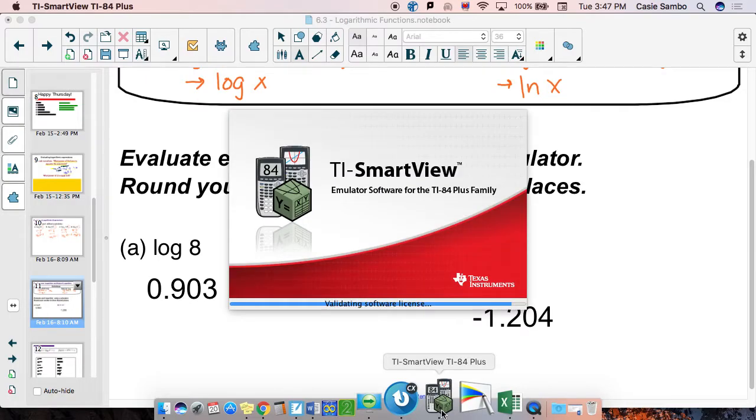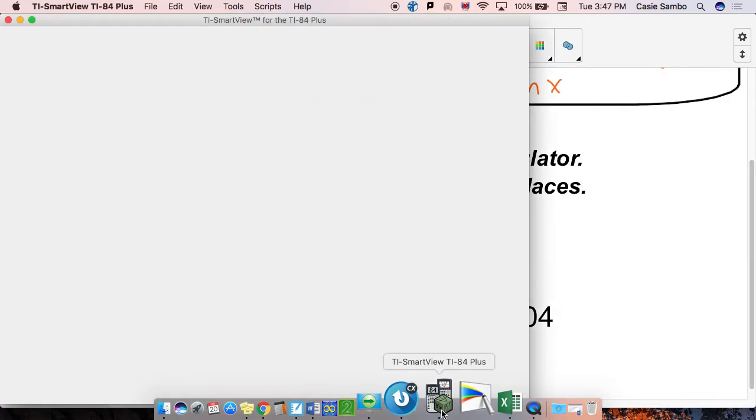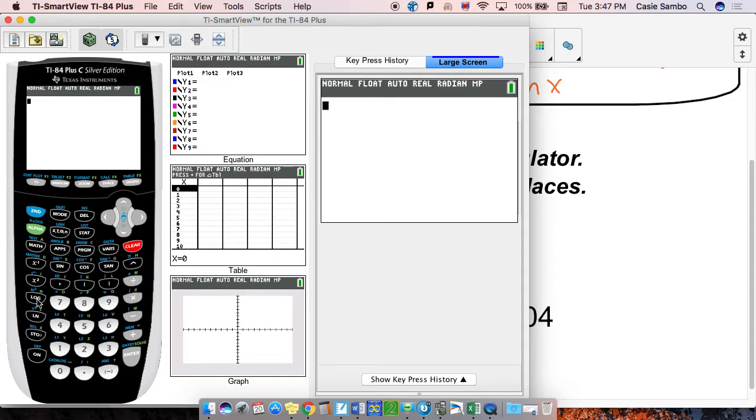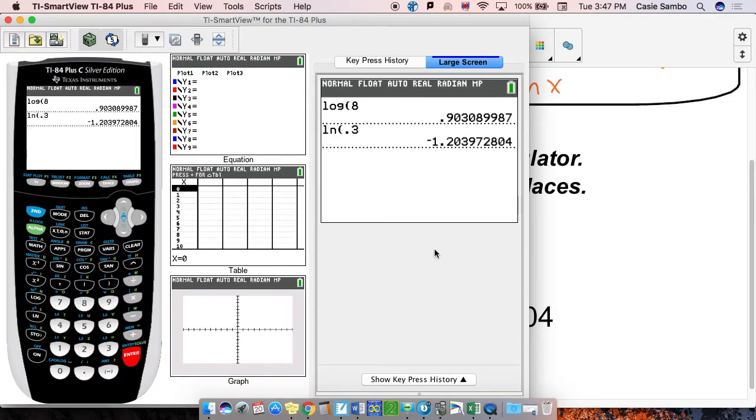On the 84s, I have an 84 emulator. I'll show you on those as well. So on the 84s, the log button is just here. You don't have to press Control, you can just press log, and it's going to assume a common log. There is a way to change the base on these. I will show you that when I get back. But you're just going to press log 8 and then press Enter, and you get that 0.903 again. And then your natural log button is just below your log button. So natural log of 0.3, Enter, and you get the same, negative 1.204.